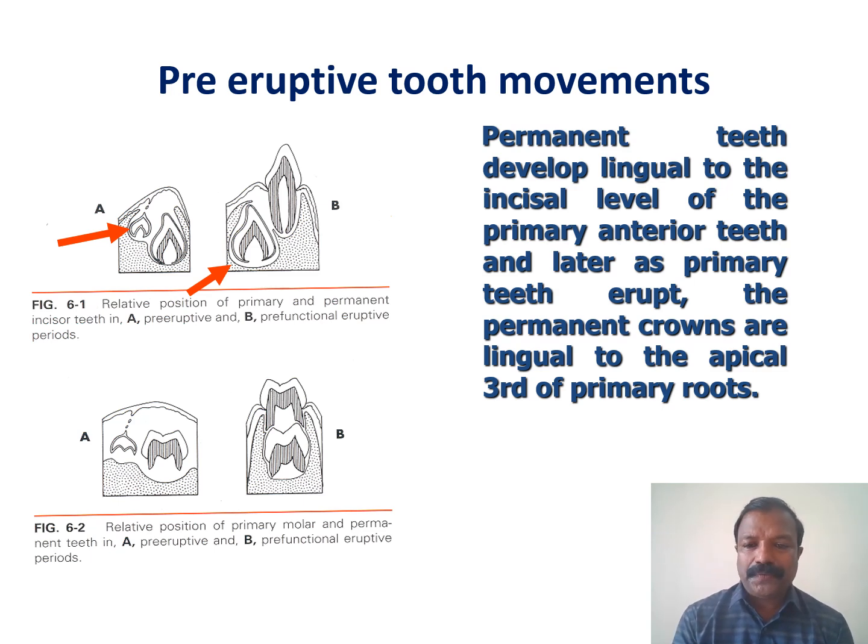So during the formation of the succedaneous tooth, along with the deciduous teeth in the anterior region, the permanent teeth develop lingual to the incisal level of the primary anterior teeth. So initially, the incisal level of both the deciduous anteriors and its succedaneous teeth are at the same level. And later, as the primary teeth erupt, the permanent crowns are positioned lingual to the apical third of the roots of the primary tooth.